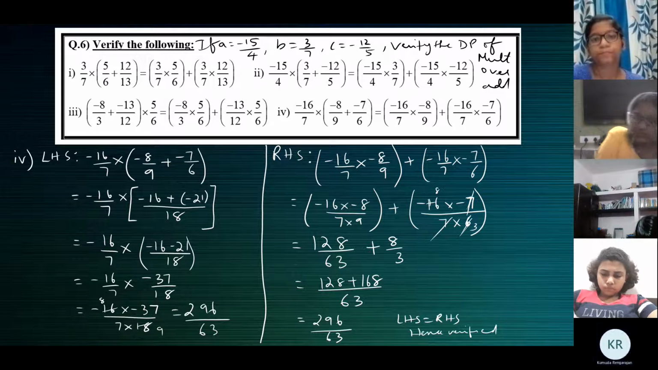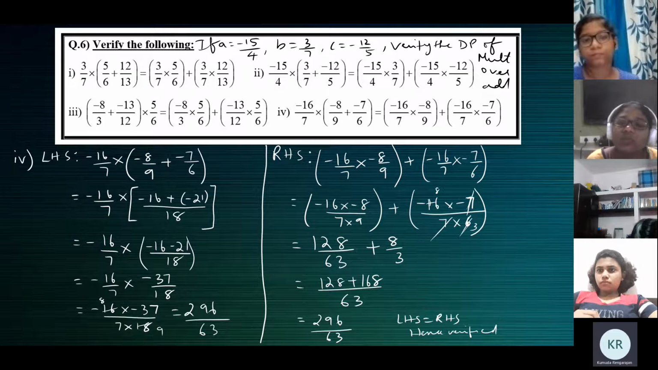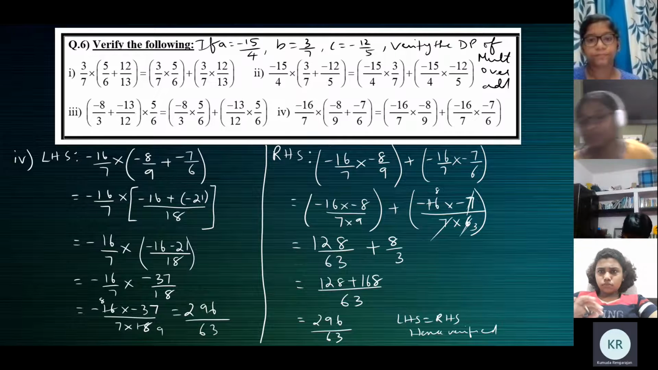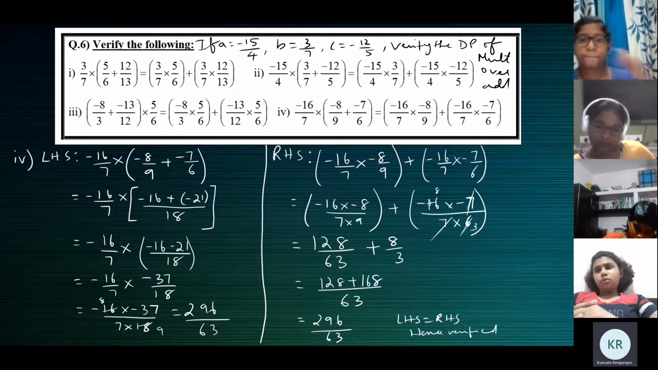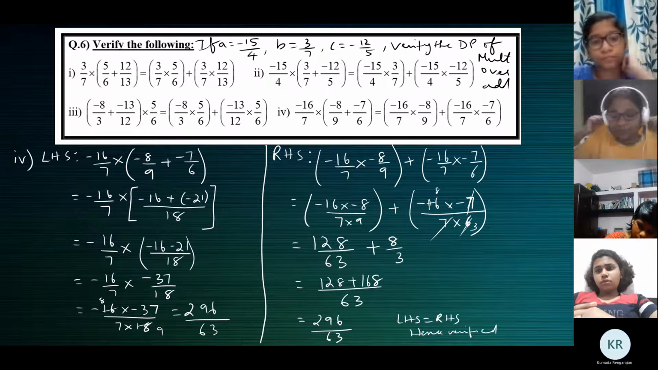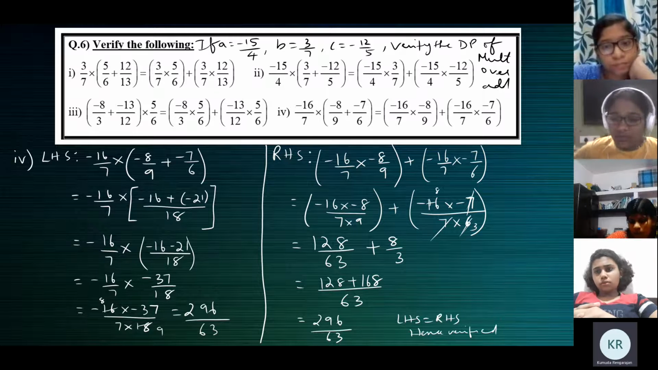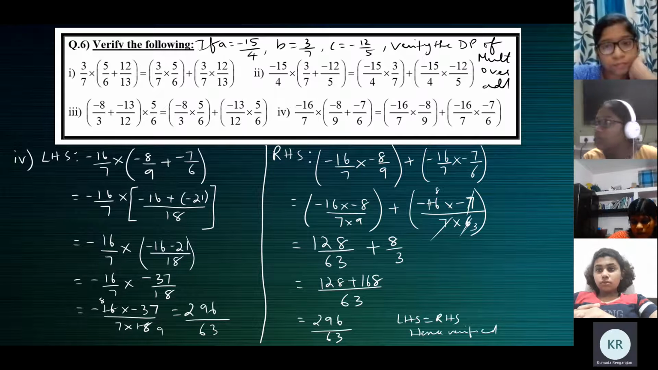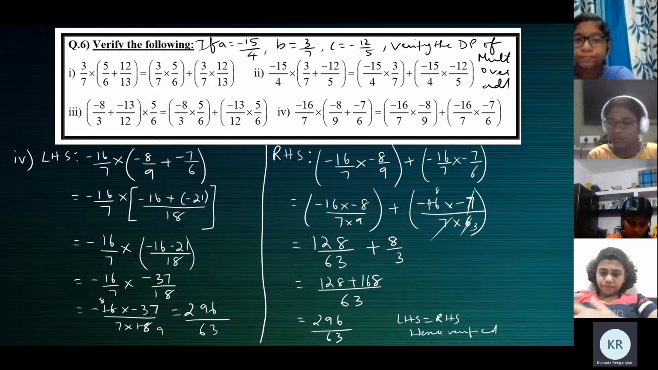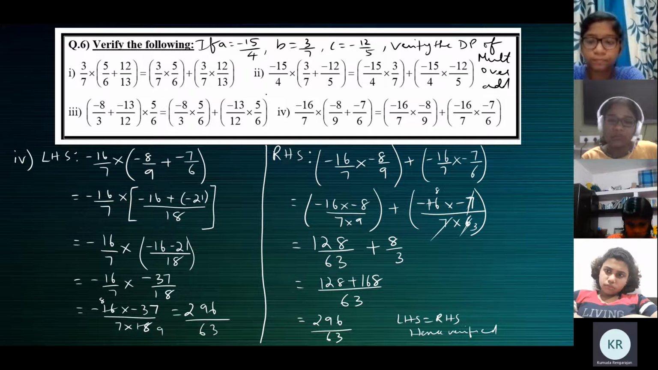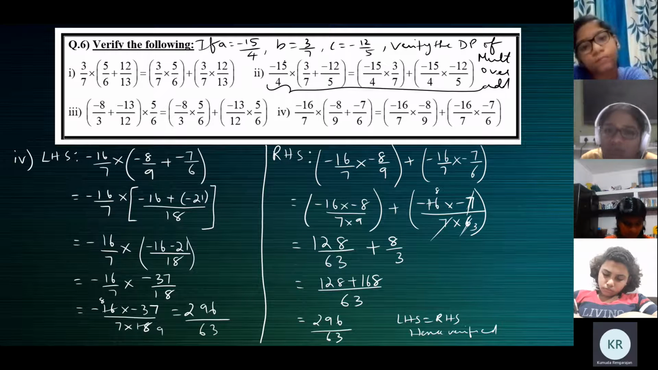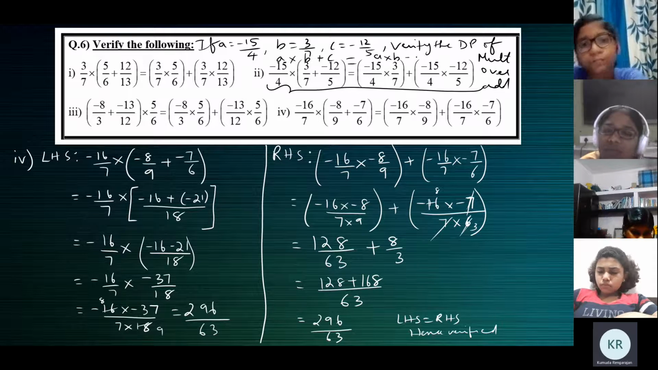They'll not give you how the statement will look like. They'll just give you the values of A, B, and C, because for the distributive property, we take three rational numbers. So you will be given three rational numbers like A, B, C, or X, Y, Z, P, Q, R, whatever. And you will be asked to verify the distributive property of multiplication over addition. Then you need to write like this. So this is what you should verify. A into B plus C is equal to A into B plus A into C.